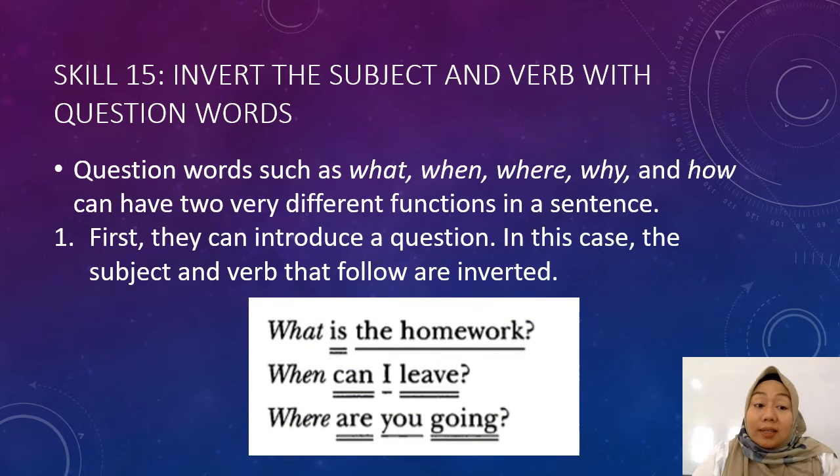For example, what is the homework? When can I leave? And where are you going? So the subject and the verb are inverted here. What is the homework? Verb, subject. When can I leave? Verb, subject. Where are you going? This is the verb and this is the subject.